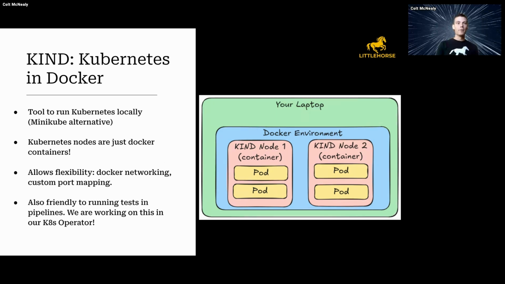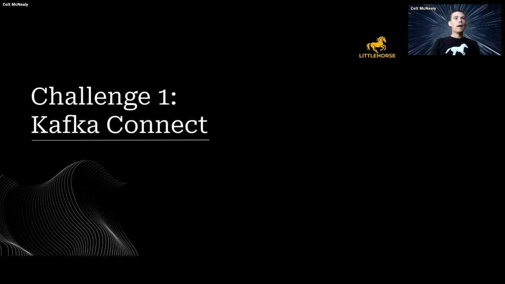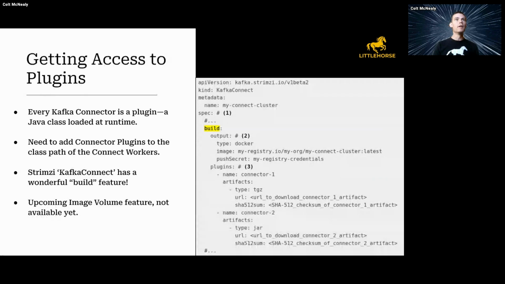And we're working on this for our own Kubernetes operator that we use to run LittleHorse. It's very, very cool. So let's get right into it. The first challenge, as we said earlier, is that we need to run Kafka Connect, but also Kafka Connect needs to download the LittleHorse Kafka Connect plugin.